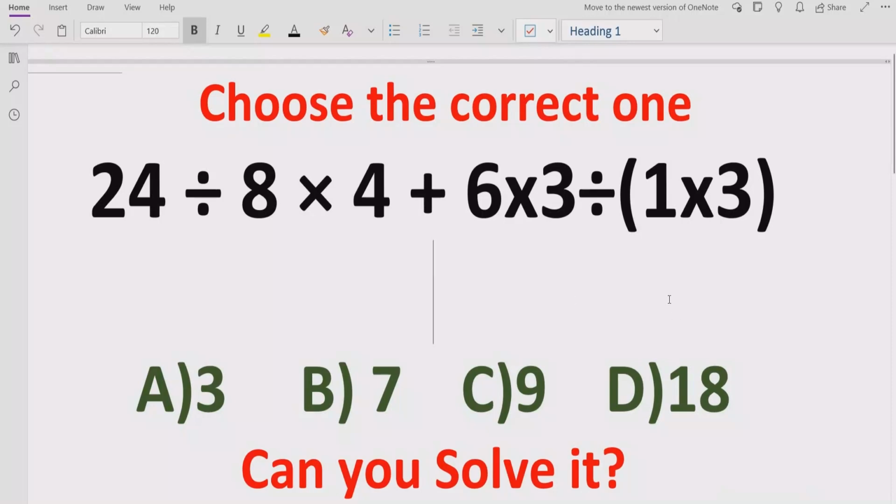Today we will solve another quiz which is related to arithmetic. The quiz contains the basic addition, subtraction, multiplication and division. So we have to solve this quiz using PEMDAS and BODMAS method and find out the correct answer. In the answer list we have four answers: A is 3, B is 7, C is 9, and D is 18. So let's see after solving it which answer is correct.